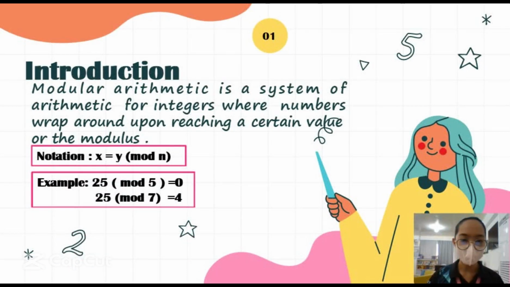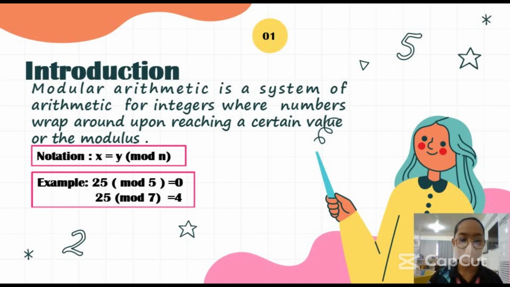So mao ni ang atong examples. 25 mod 5 is equal to 0 and 25 mod 7 is equal to 4. So, bali, ang x diriya is the dividend. Then, ang atong n, kay amo ang divisor, and y is the remainder.